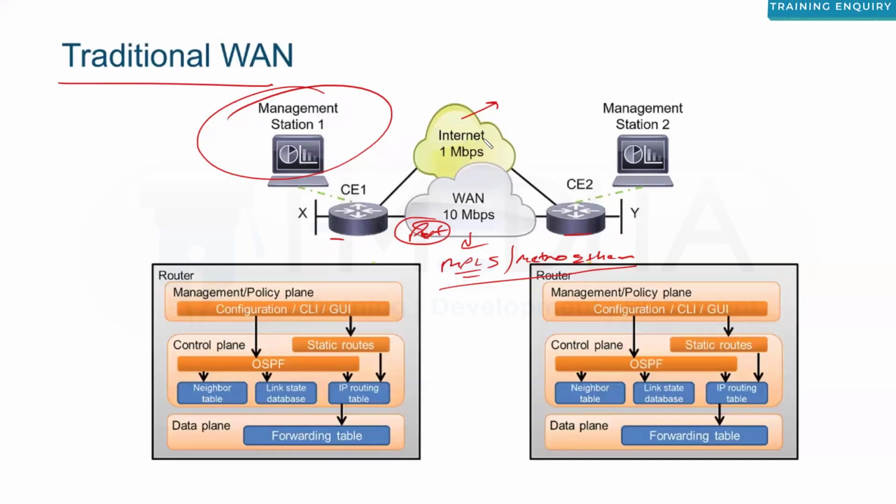And also for backup, we had internet connectivity, and over the internet, probably you would configure an IPsec tunnel, because that's the only way to interconnect your remote sites over the internet. Or maybe a GRE tunnel or DMVPN, whatever you would like to configure. But then traditionally, each router had its own management plane, control plane, and data plane.